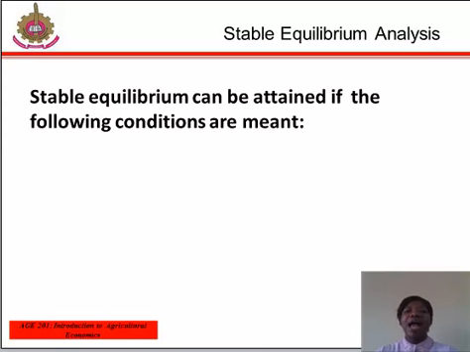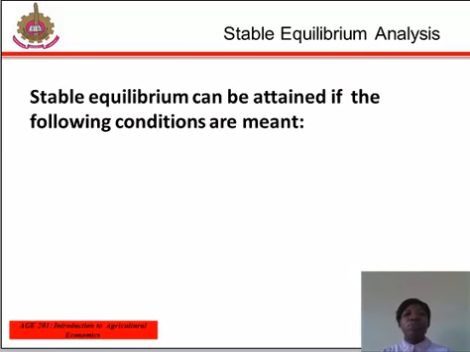Stable equilibrium analysis. Stable equilibrium can be attained if the following conditions are being met. The first one, equilibrium will be stable when slightly to the left of the equilibrium position the demand price exceeds the supply price, and slightly to the right of it the supply price exceeds the demand price.